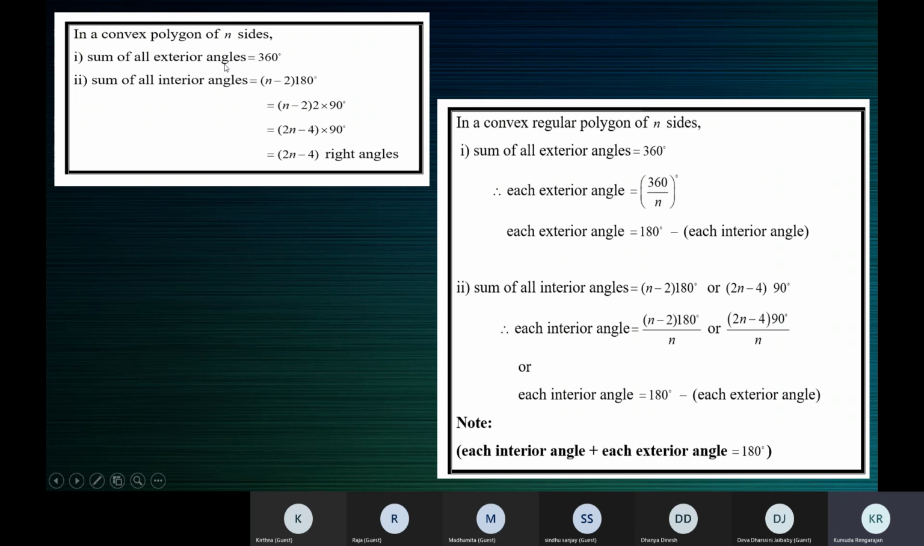If it's not regular, their total will be 360, but they wouldn't have shared it equally. That's the difference. If it is not a regular polygon, the sum of all the exterior angles will be 360. The thing is here, they wouldn't have shared it equally. The exterior angles will not be equal in the case of just a polygon. But when it's a regular polygon, they're very friendly. All of them will have the same measure. They divide the total equally among themselves. So 360 by n.